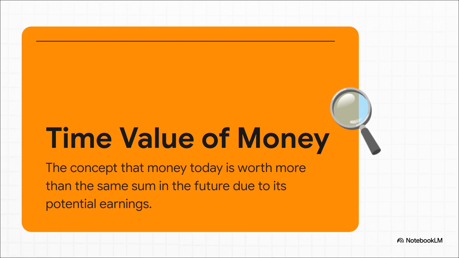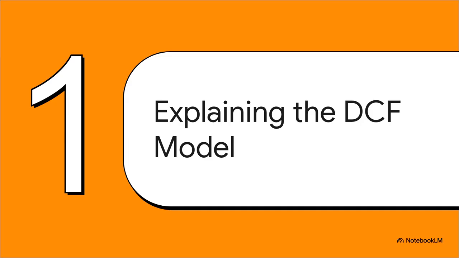Why? Because you could take that dollar today and invest it, right? You could earn interest. And then there's stuff like inflation, which erodes its value, and just the risk that you might not get it. All those things chip away at the value of future money. Okay, so how do we actually calculate for all of that?